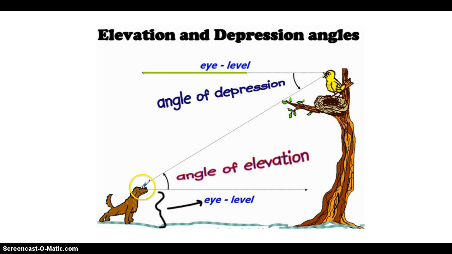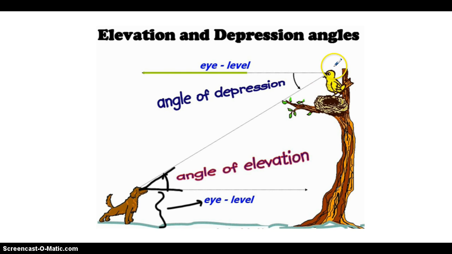All right, so here's our horizontal line of sight, and let's say this dog sees a bird up in the tree. There is an angle of elevation from the ground to where the dog is looking at the bird. So you can see how the angle is created here. From the original horizontal line of sight, you look up and you see the bird in the tree. So elevation, think up, like an elevator going up, right?